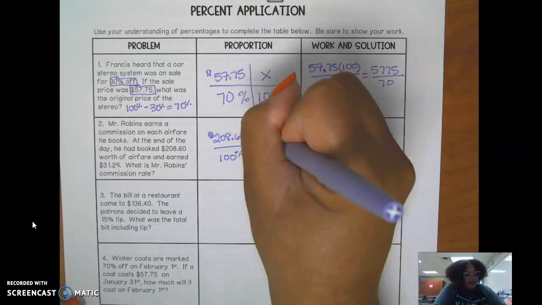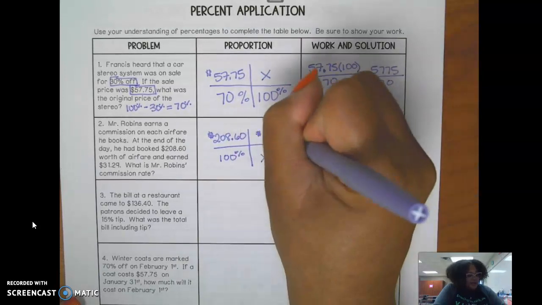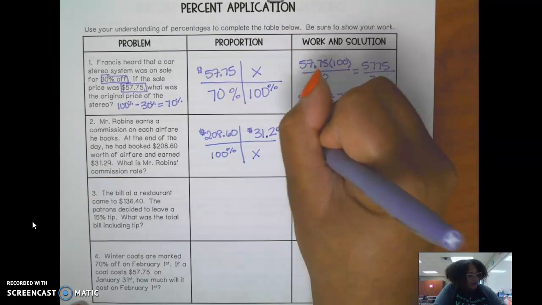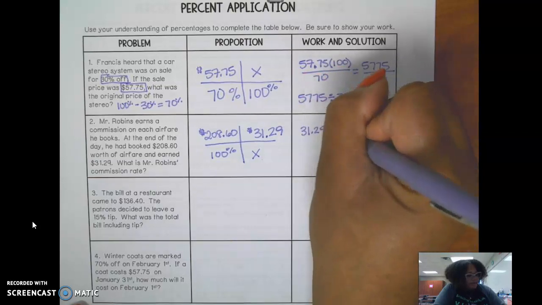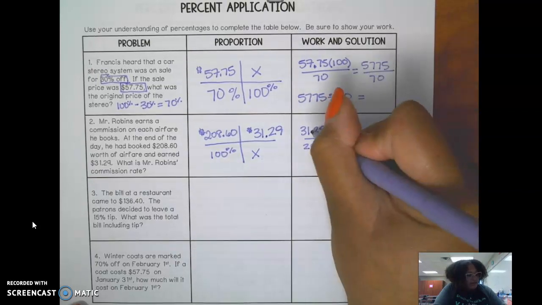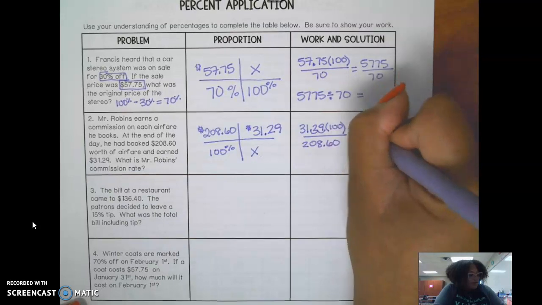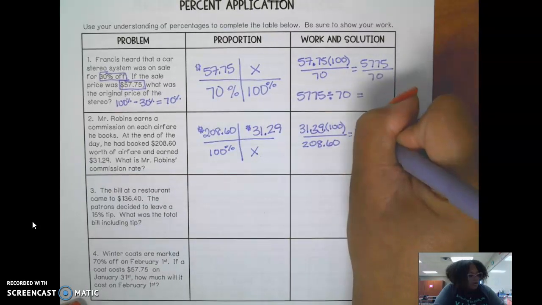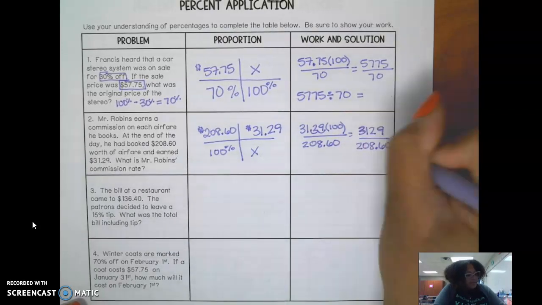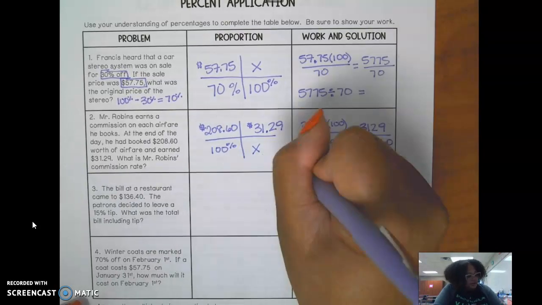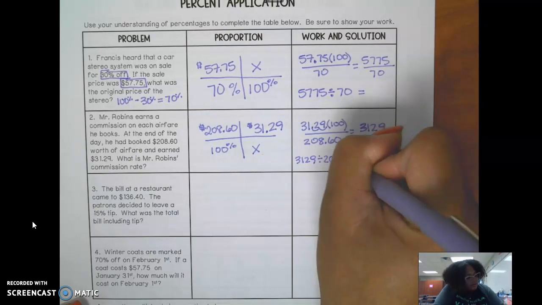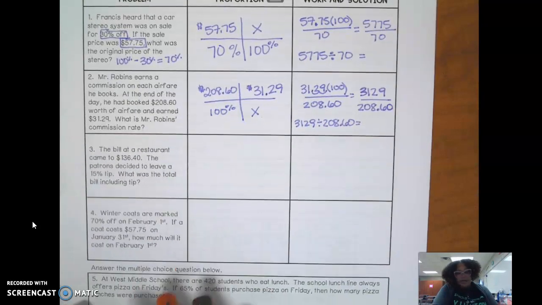I do know that it was $31.29. I'm going to make an equation here. 31.29 times 100 divided by 208.60. Multiplying this by 100, move your decimal 2 places over. 3,129 divided by 208.60. That will be his commission rate. 3,129 divided by 208.60.